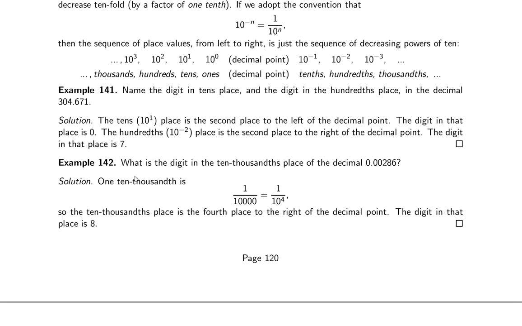Let's look at this example. What is the digit in the 10,000ths place of this decimal? All right, so 10,000ths. Well, let's count. So we have tenths, hundredths, thousandths, 10,000ths. So it looks like that 8 is in the 10,000ths place. Okay, so just count. Start at the decimal point and go to the right.